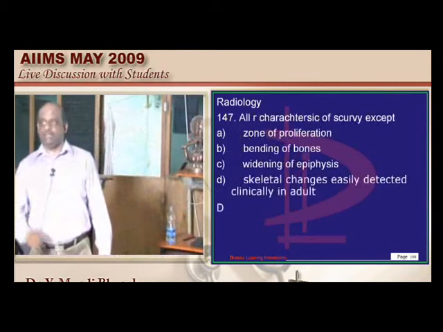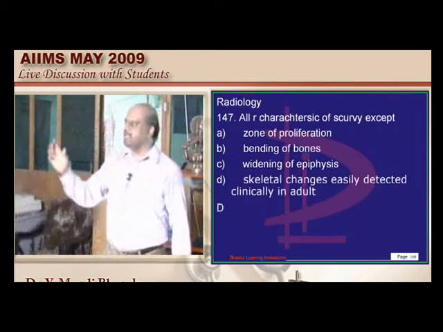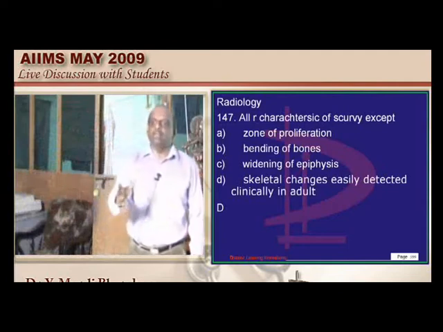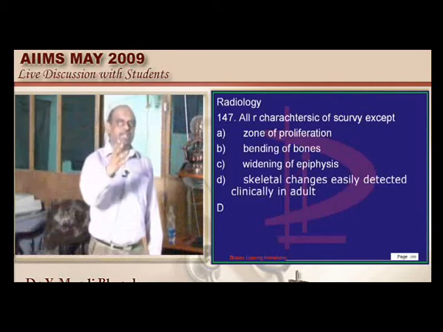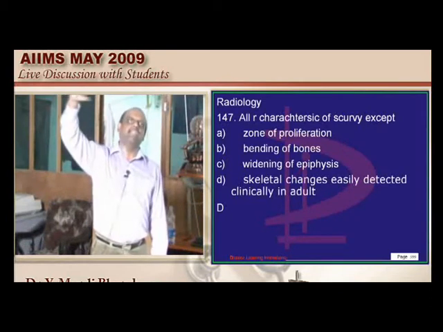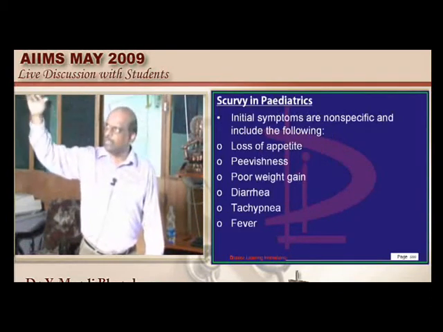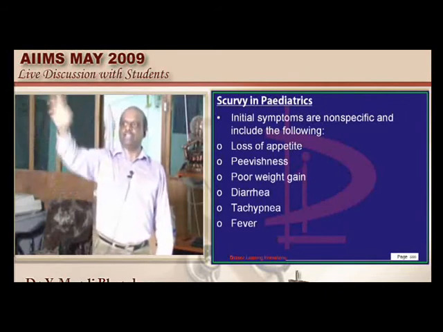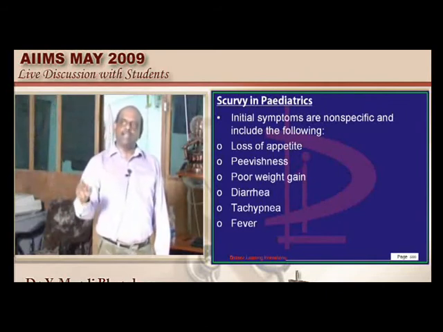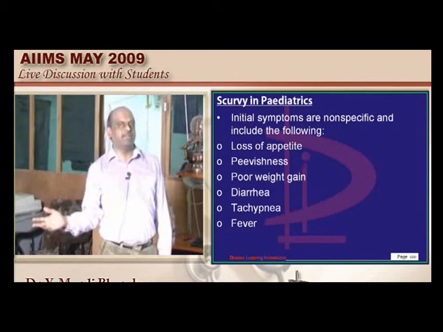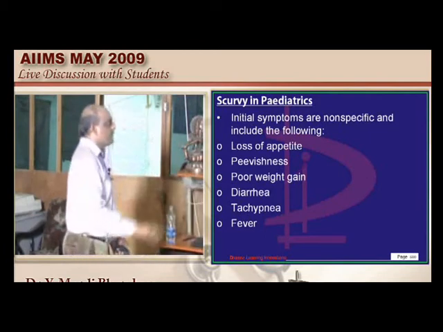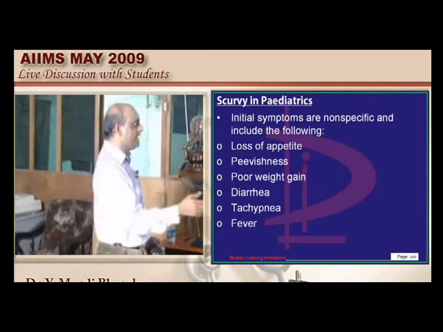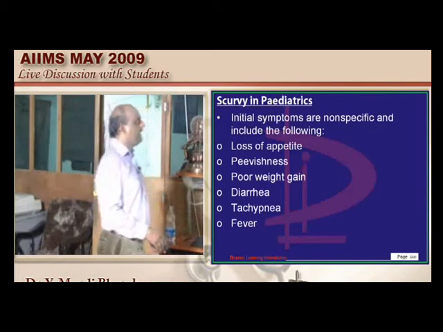Then coming to scurvy. Scurvy changes are generally seen in a growing bone, but adults are already grown. So that is the reason radiologically scurvy signs, Frankel's line, everything, are very classical on a child's X-ray rather than an adult's. In adults, of course, all the changes of child's scurvy will be there, except epiphyseal widening will not be there. So skeletal changes are not easily detected in adults.